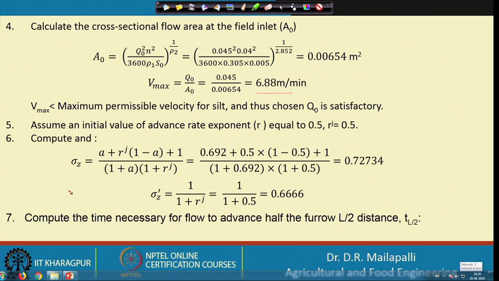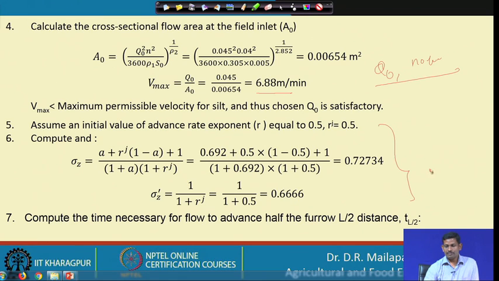So, up to this point we found Q naught, the number of furrows per set, and the number of sets. After that, we are going to find out x as what is T L, ln T L and 0.5 ln T 0.5 L. That means two advance points, using the flow chart we explained.